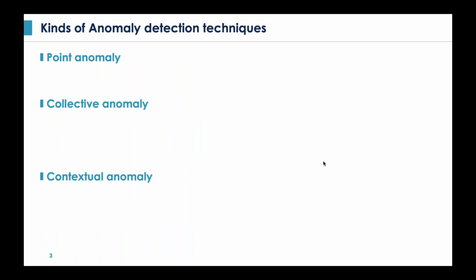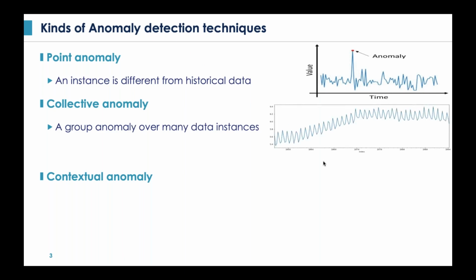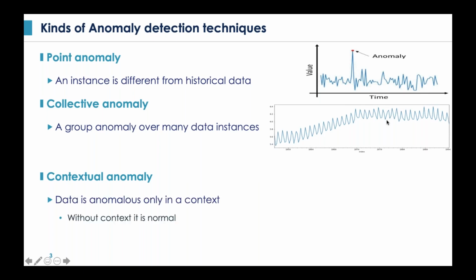Talking of anomalies, there could be different kinds of anomalies. A very simple one could be a point anomaly: just a simple point that is different from the history. That's one way of seeing an anomaly. Second could be a group of points that are different from the history. Like in this case, there was a trend and suddenly the trend changed and now there is no longer any kind of trend available. That's a collective anomaly. There could be a contextual anomaly. It depends on the context. Without the context, it may not be an anomaly.